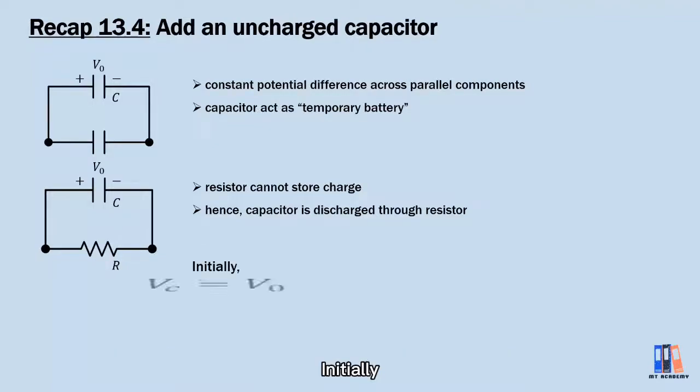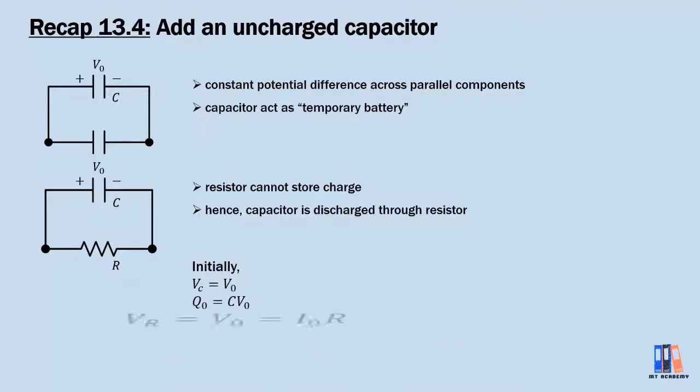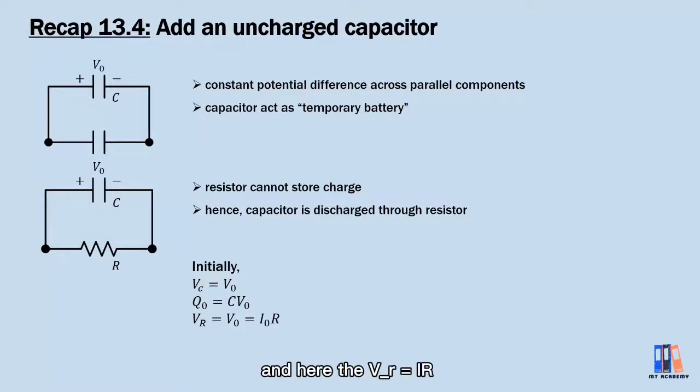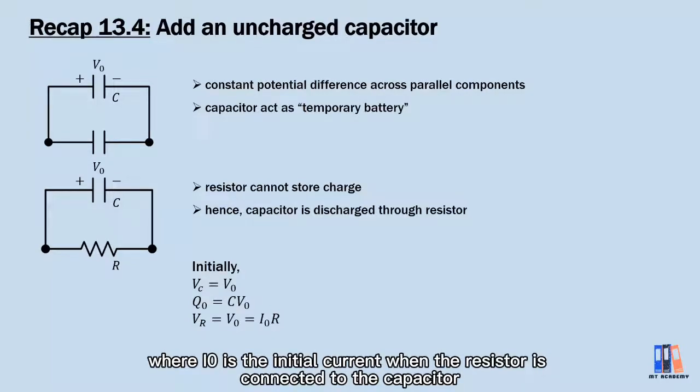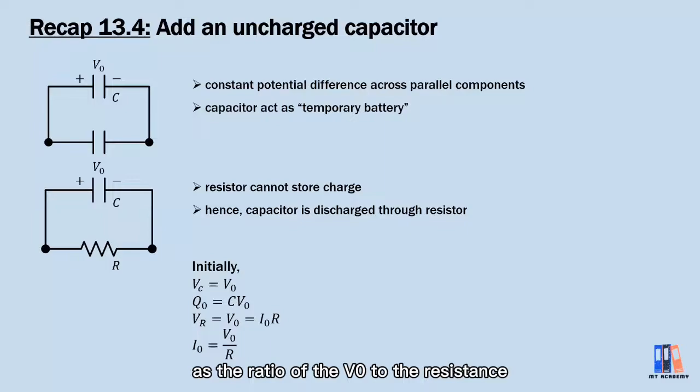Initially, the capacitor is charged with a certain potential difference. From here, we know that the resistor voltage is always equal to the voltage across the capacitor. Here V_R is equal to I naught R, where I naught is the initial current when the resistor is connected to the capacitor. So we can calculate the initial current as the ratio of V naught to the resistance.